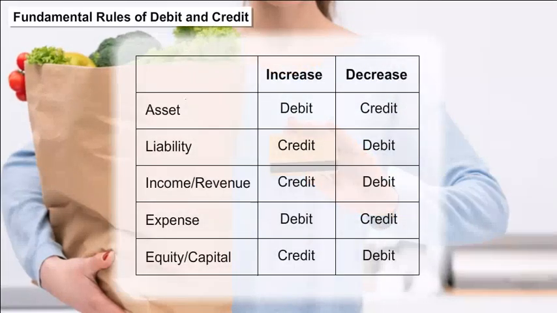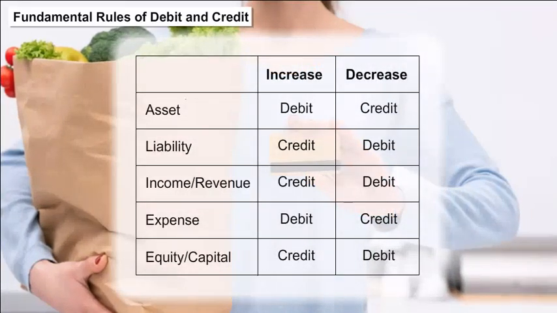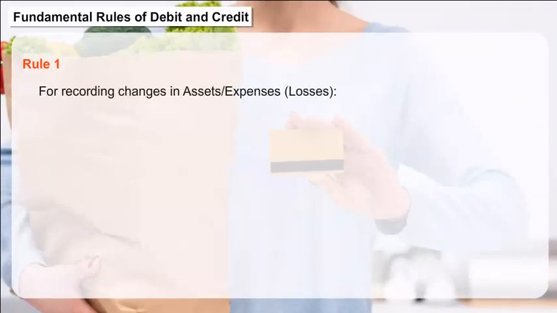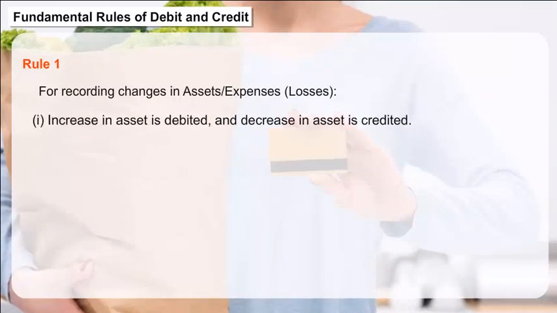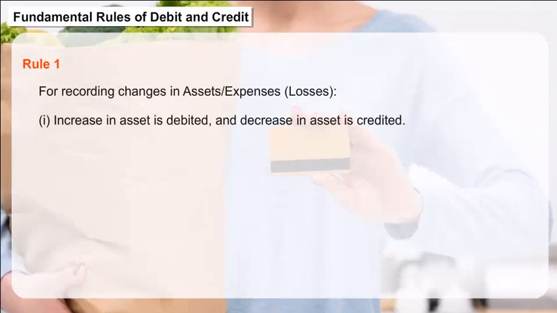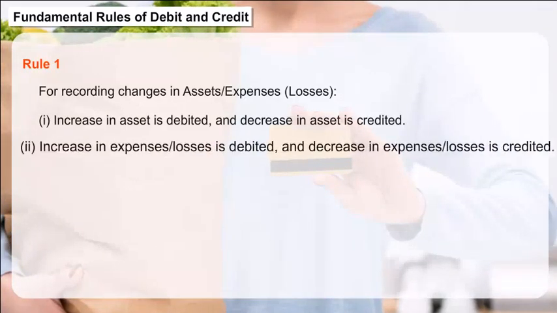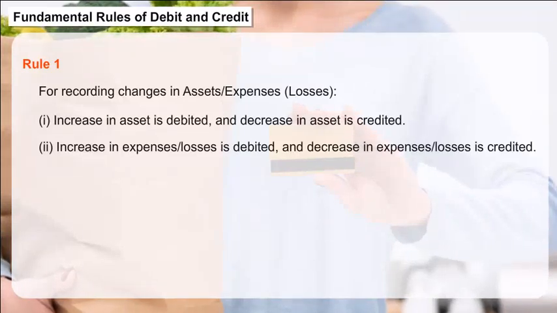The two fundamental rules that are followed to record the changes in these accounts are: Rule 1. For recording changes in assets or expenses or losses: 1. Increase in asset is debited and decrease in asset is credited. 2. Increase in expenses or losses is debited and decrease in expenses or losses is credited.